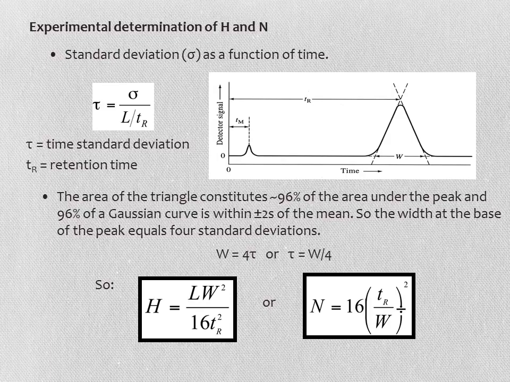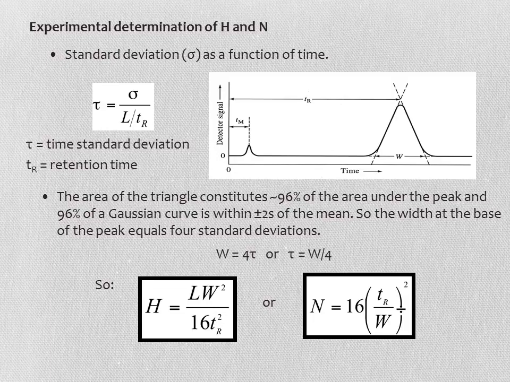We've got math. So what we will do is we will say, hey, standard deviation as a function of time, we'll call that tau. So we've got our beautiful Greek letter tau here. And we'll say, well, that's equal to standard deviation in terms of length divided by length over retention time. And that has to do with our speed. And we can then further make some math and say, well, 96% of the area under a peak could be estimated with this triangle, and we can think about the baseline width of our peak, which would equal 4 standard deviations. So we get this idea of tau is width divided by 4.